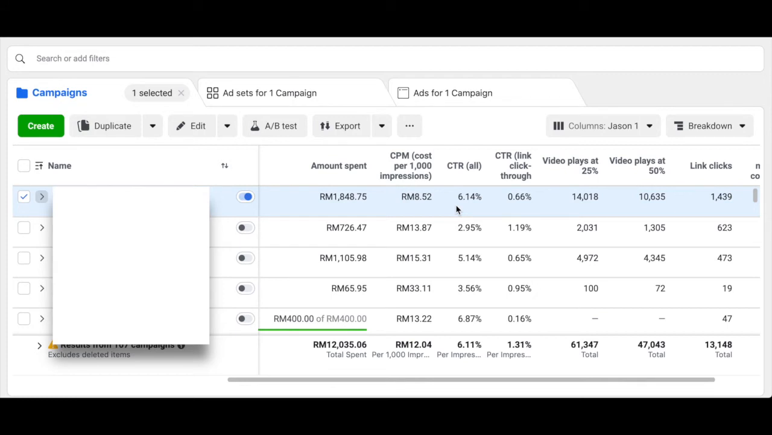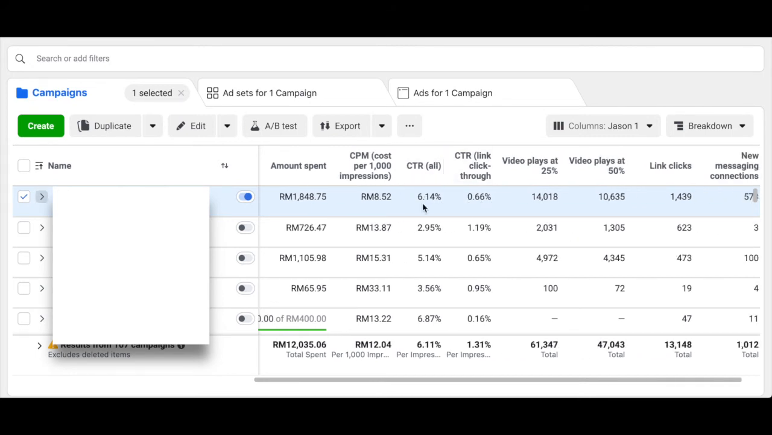CTR for link click-through. The CTR for link click-through means when you're running an ad, there should be an action that you're trying to get. So let's say this is for messages. When you want messages, it means how many people really click on the send message button and start a conversation with you. This kind of CTR over here is at 0.66%. So immediately we see some potential problem already, because you have very high CTR for all and very low CTR for link click-through. So this could be the problem already, which means a lot of people are interested, but very few people take the action. But let's take a look at whether the overall action funnel is doing okay or not.